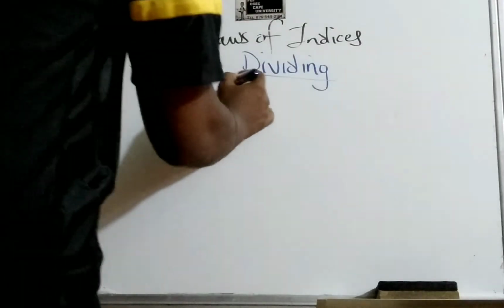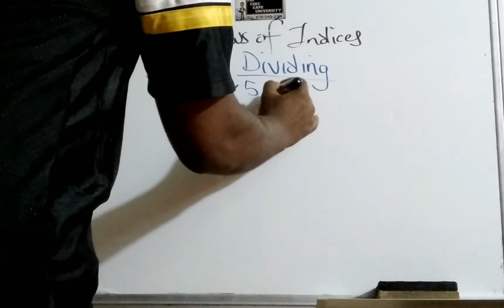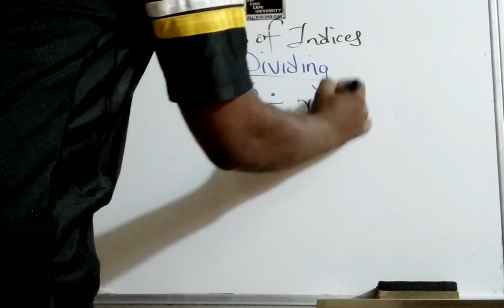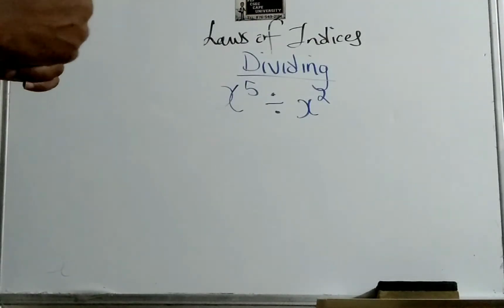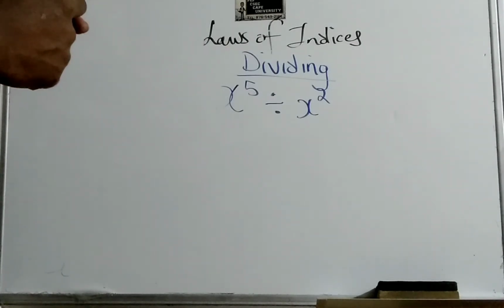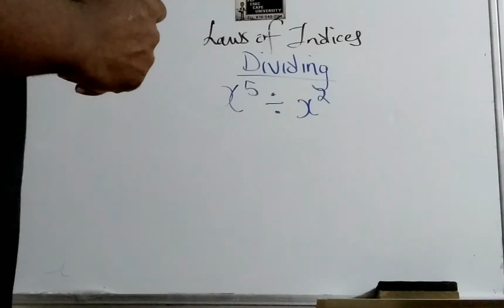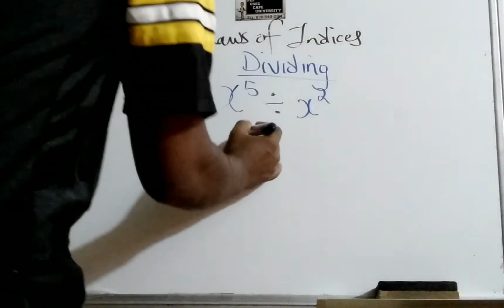Let's say we have x to the 5th divided by x to the 2nd. Now, I know what you're thinking, this looks tricky because 5 can go into 2. However, we will not be dividing 5 by 2. What we'll be doing is this.